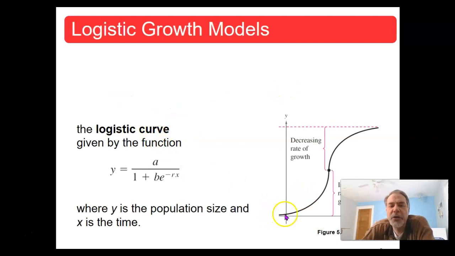A logistic curve is something that looks like this, where at first it looks like one of those exponential growth curves, but at some point the rate of growth starts to slow and the curve starts to level off. So the kind of equation that gives you that kind of graph is where you have y equals some number over 1 plus some number times e to some negative number times x.